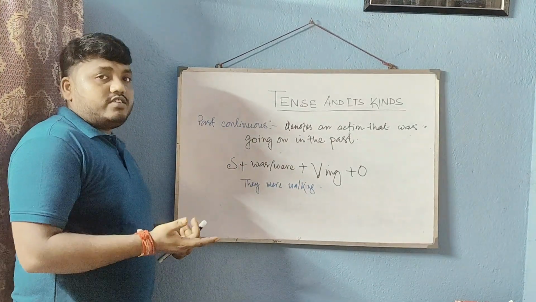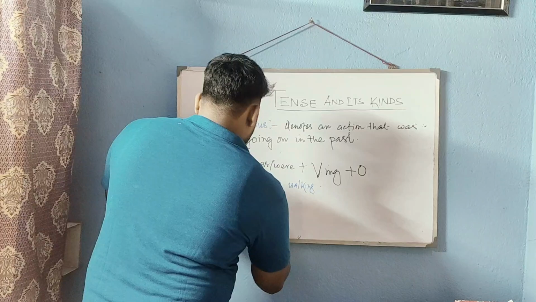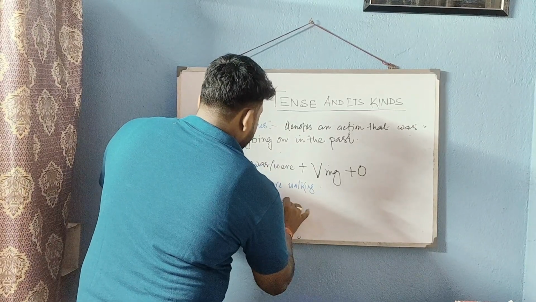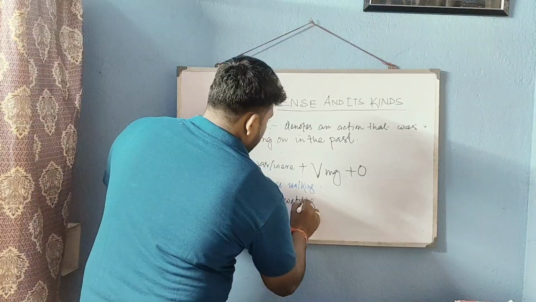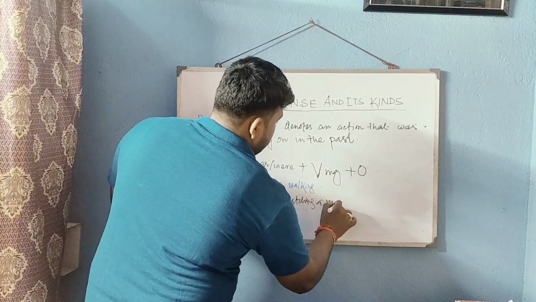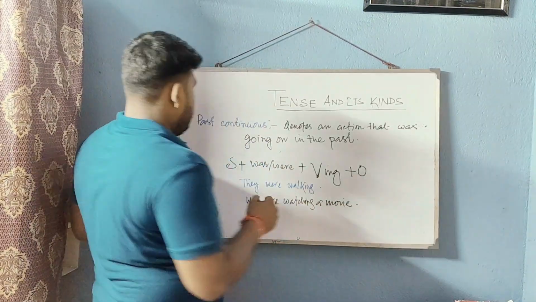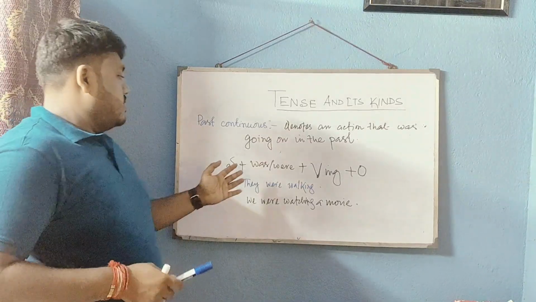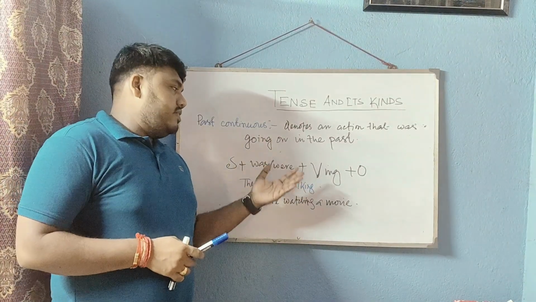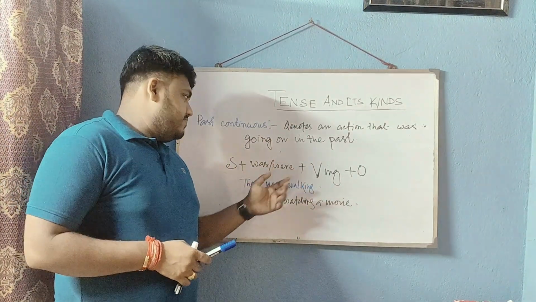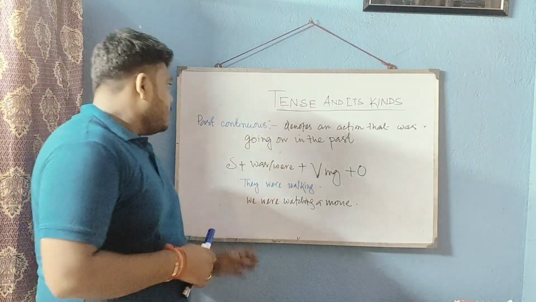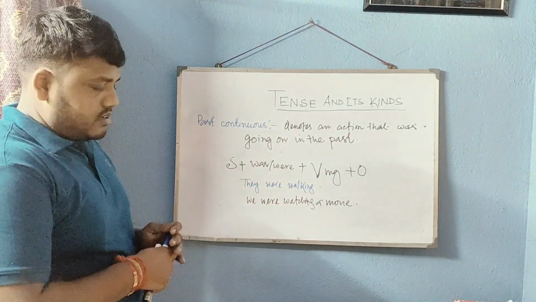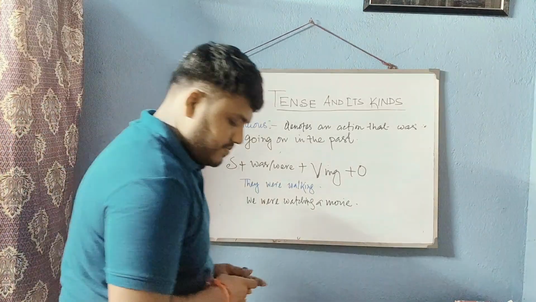We were watching a movie. So the actions were happening in the past. They were working, or we were watching a movie. So they are past continuous.